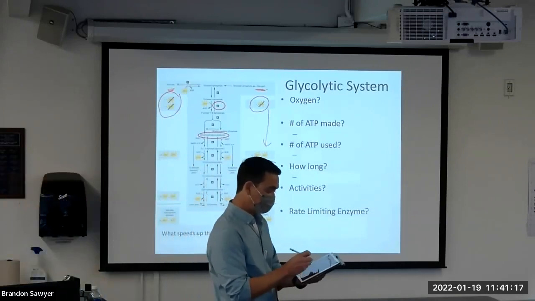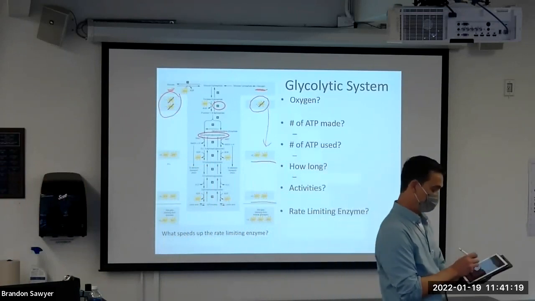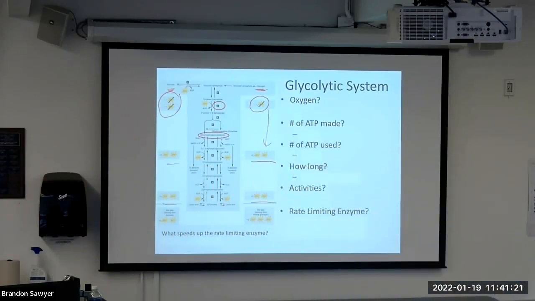In both of them, we gain 2 here, gain 2 here. So we gain 4, right? But if we start with glucose, we only have a net of 2. If we start with glycogen, a net of 3. No oxygen here. Total ATP made is 4, like I just said. Number used is either 1 or 2, depending on glucose or glycogen.